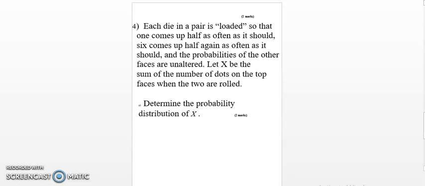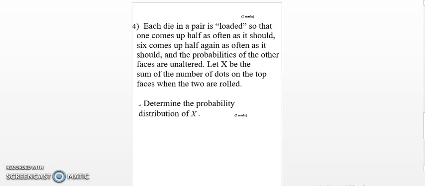Here we have a question: each die in a pair is loaded so that 1 comes up half as often as it should, 6 comes up half again as often as it should, and the probabilities of the other faces are unaltered. Let x be the sum of the number of dots on the faces when the two are rolled. First of all, we are to determine the probability distribution of x.